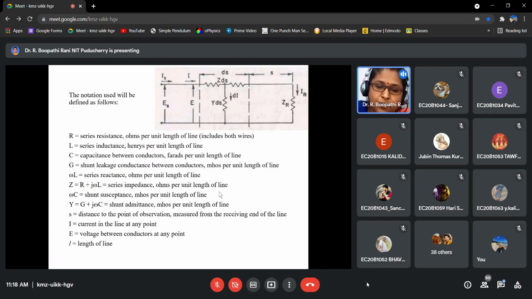Then similarly for shunt, we write shunt susceptance, that is due to capacitance, so omega C. This is mhos per unit length of a line. And the shunt admittance Y is G plus j omega C, mhos per unit length of a line. Okay, so up to this, all these parameters and equations we already have seen in the previous class. Is it fine? Any doubt?